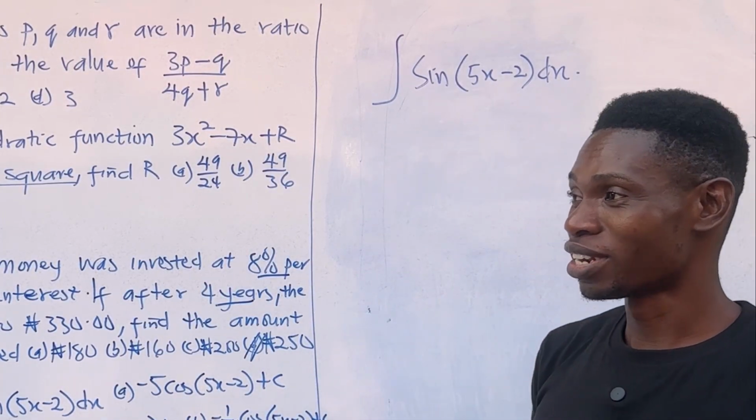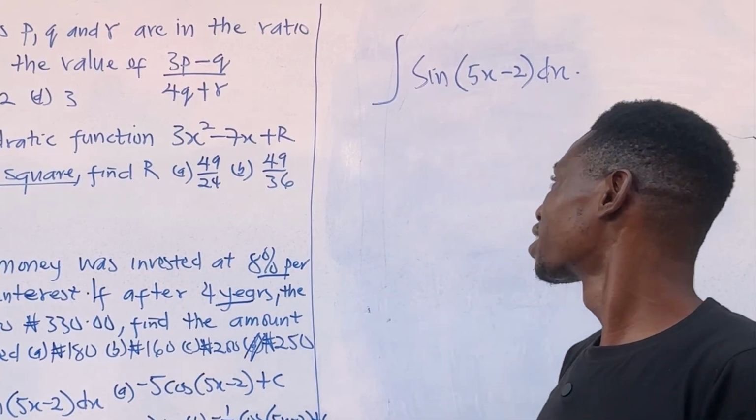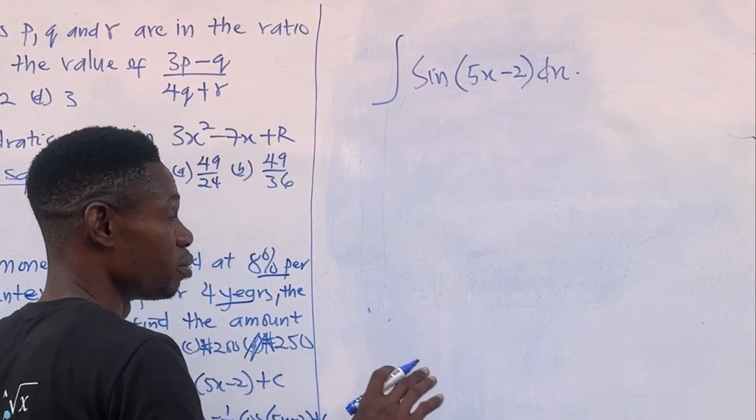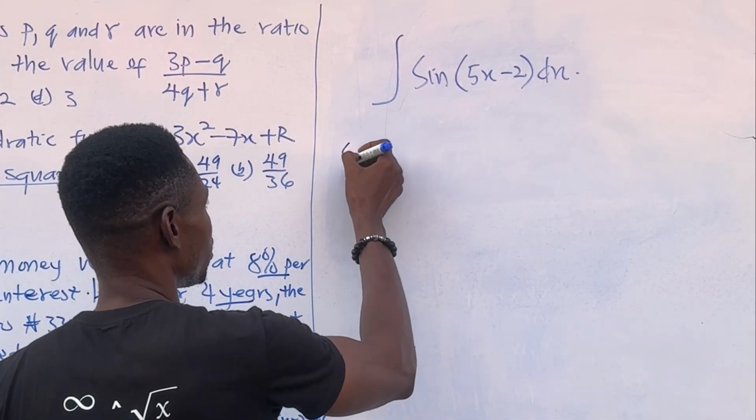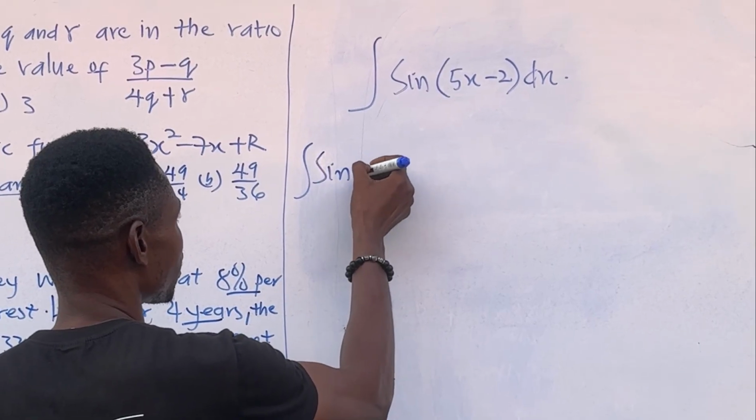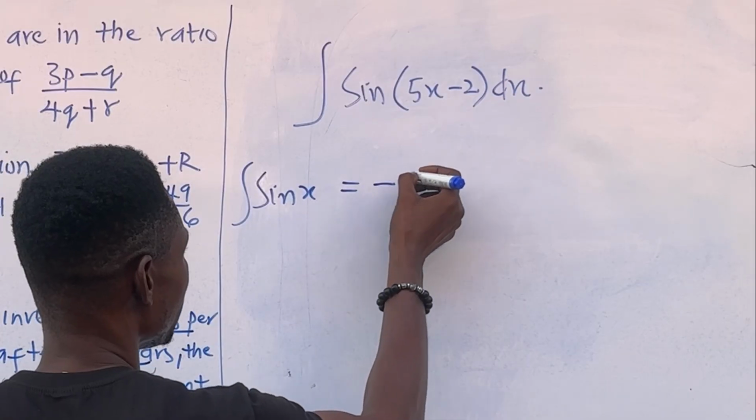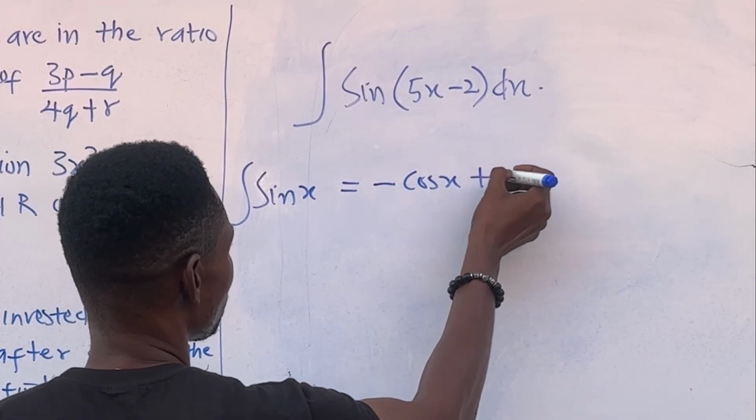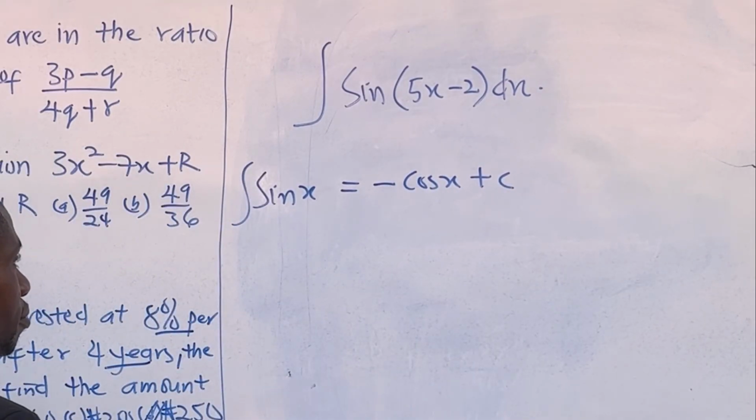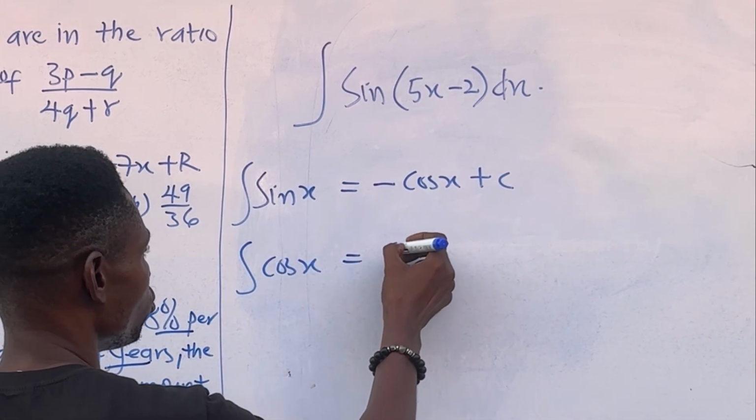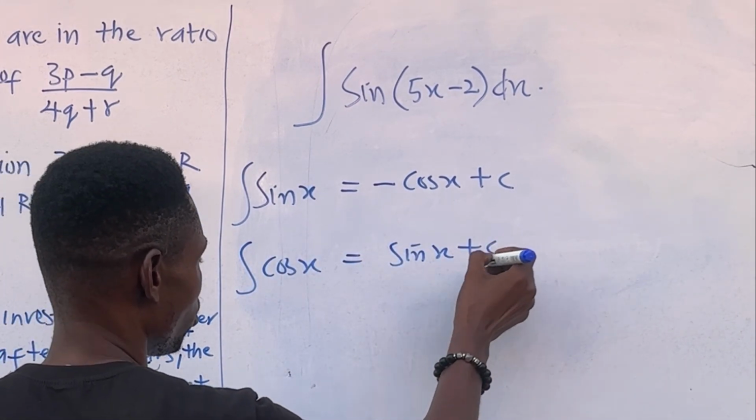But for those that might not have watched it, let me explain. When you integrate trigonometrical functions like sine, let's say you're integrating sine x, it will give you minus cos x plus c. If you integrate cos x, it will give you sine x plus c.